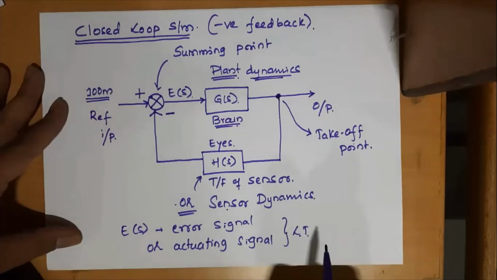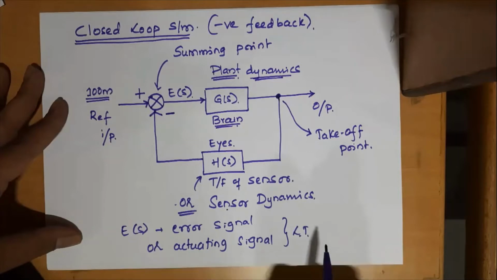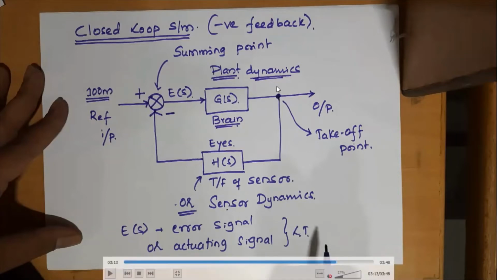So why error signal? Let us look at the first representation, error signal. So when I say at the initial position there isn't any displacement at all, you can assume this output as X(s), the displacement X(s). When there isn't any displacement, the feedback sends information saying that there is a 0 meter displacement. So 100 meter minus 0 meter, what is the difference?